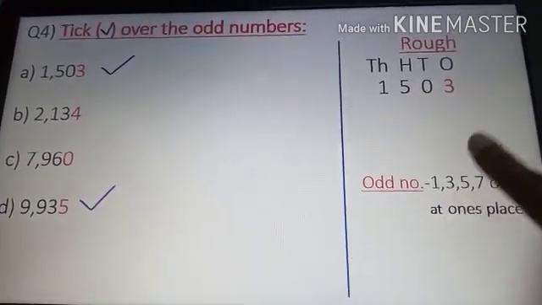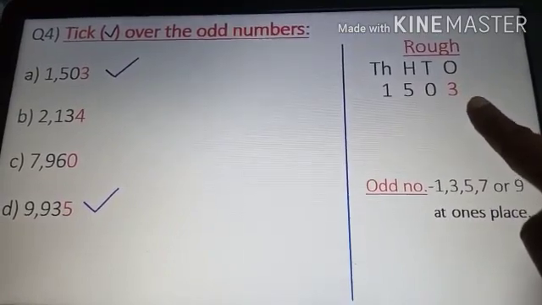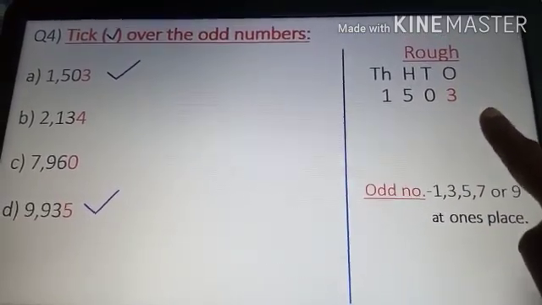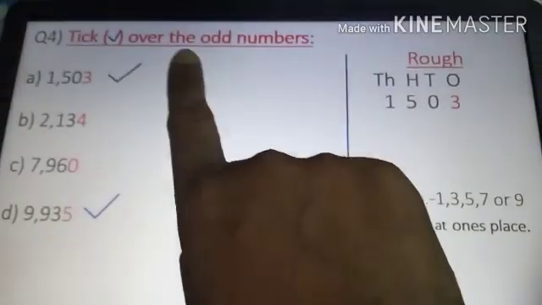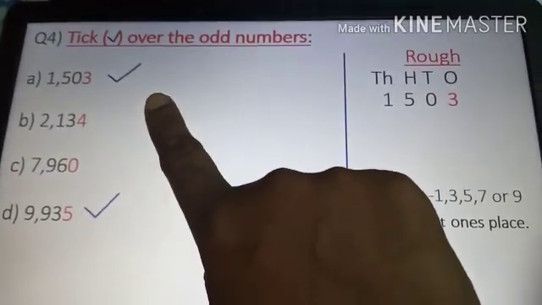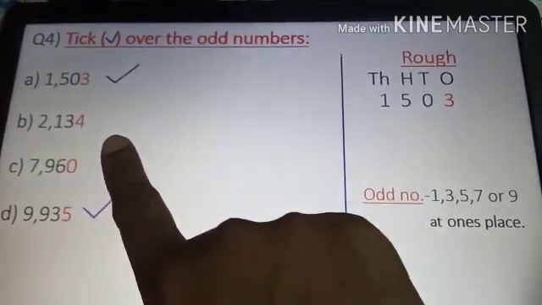Yes. So the number 1503 is an odd number. Okay. So we have to check for the odd numbers. You put here a tick. Now check for the B number.